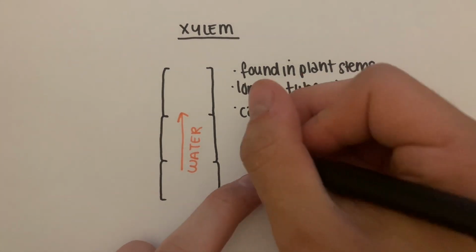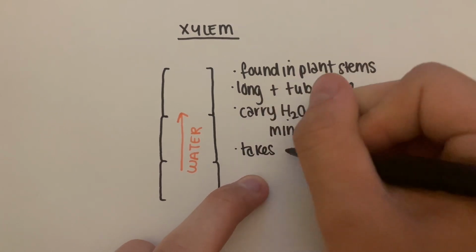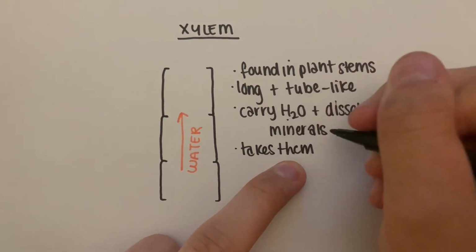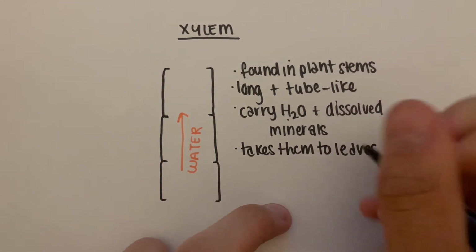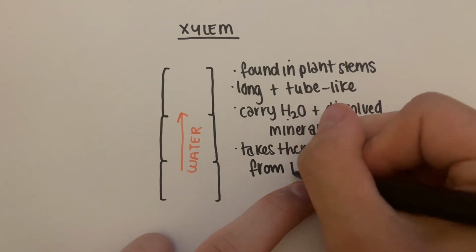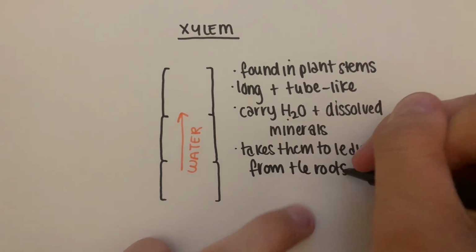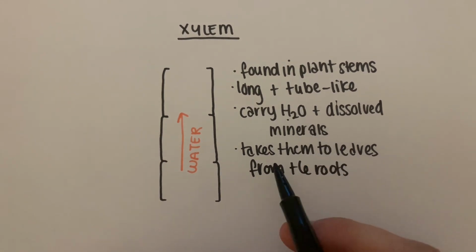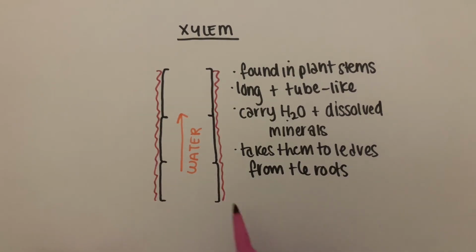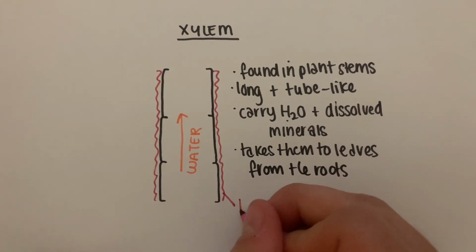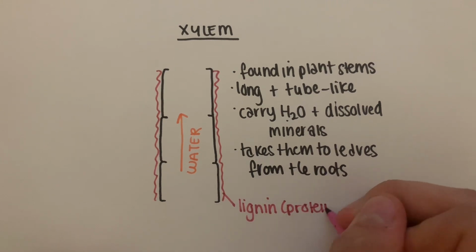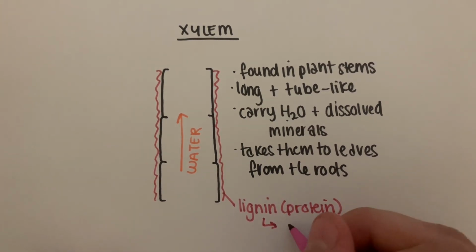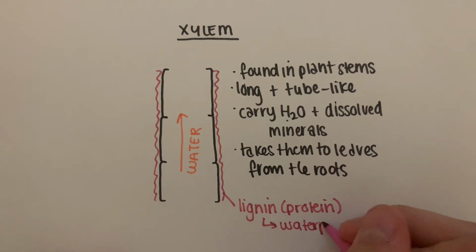And it takes them, when I refer to them, I mean water and dissolved minerals, to the leaves from the roots. So basically the xylem transports water and dissolved minerals from the roots to the leaves of the plant. Now it's extremely important to know that xylem cells are surrounded by a substance called lignin. Now lignin is waterproof. This means the water cannot travel through lignin.